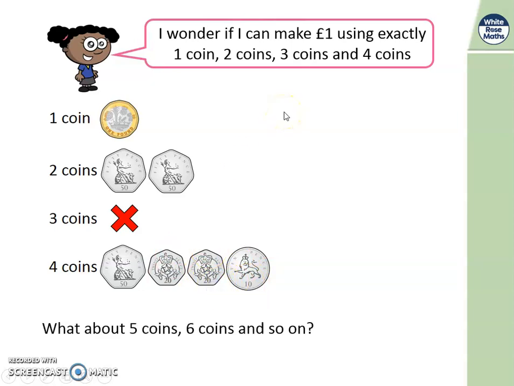I wonder, is it possible to make £1 using 5 coins? What about 6 coins? Could you do 7? What other ones could you make? You could pause and have a go.